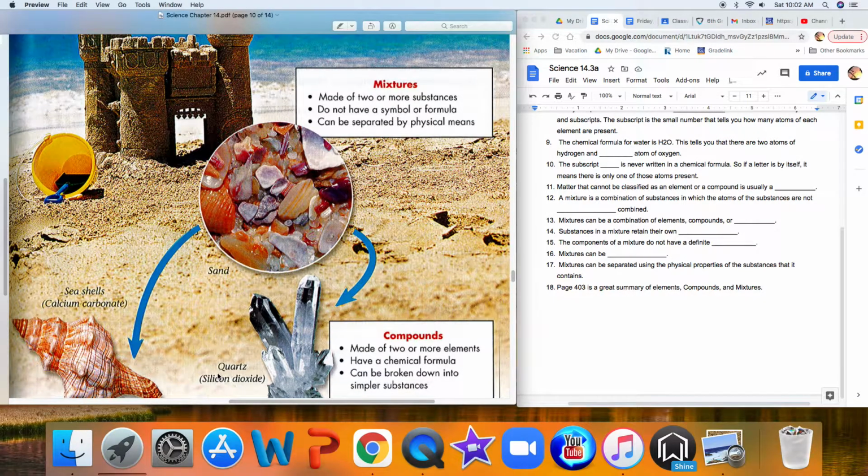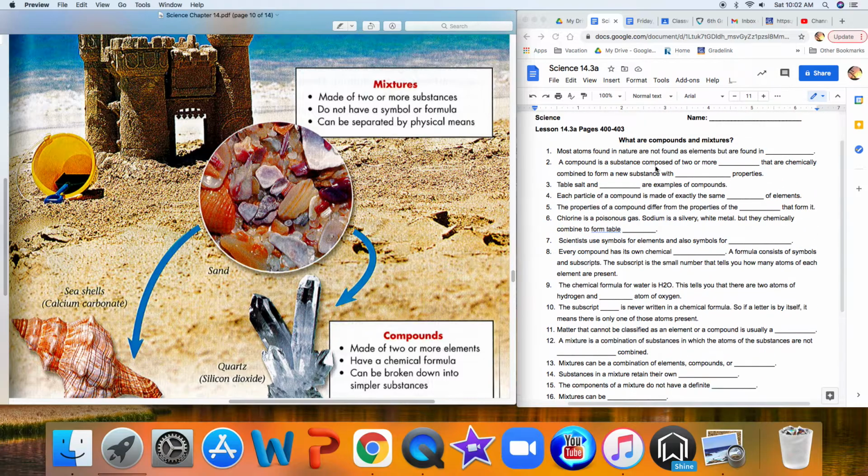Here are compounds. Quartz is silicon dioxide. Okay, so you have two oxygens and silicon there, calcium carbonate. So they gave you compounds there. Could also have elements in there, or it could be a combination of both. They can be separated by physical means because they're not chemically combined. Awesome. Okay, so you have those things down.